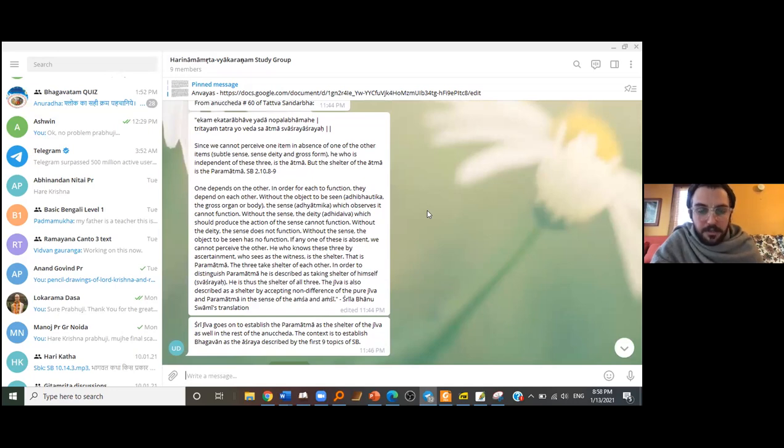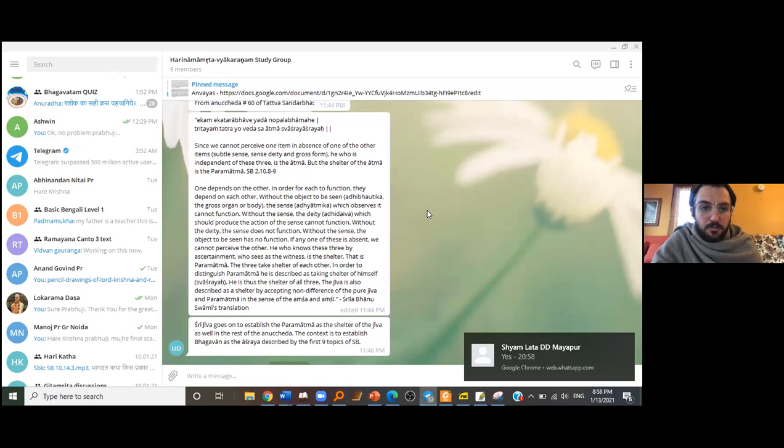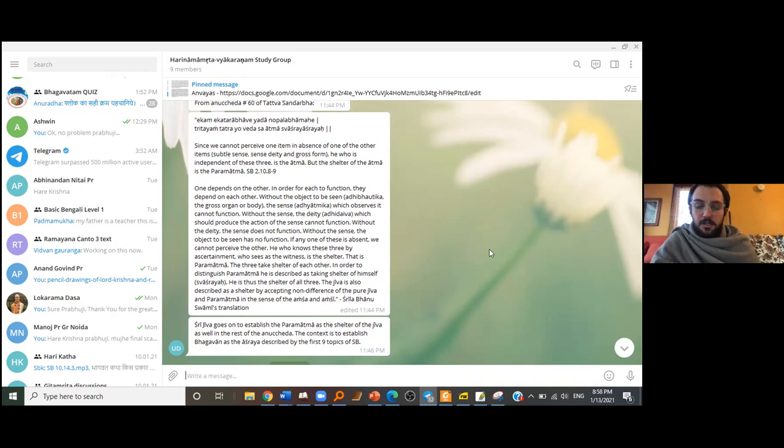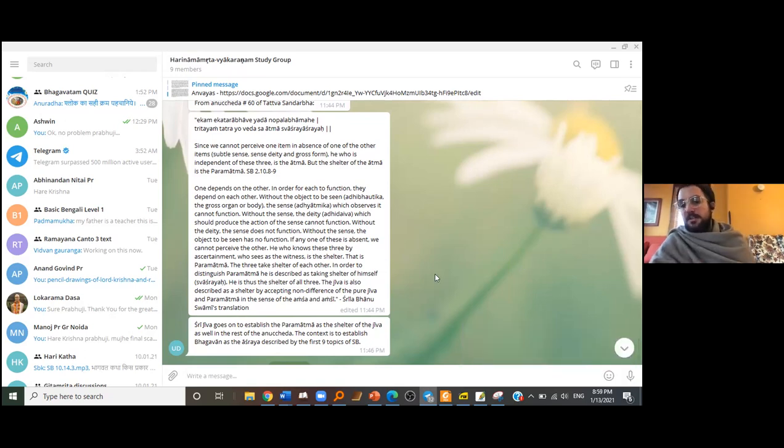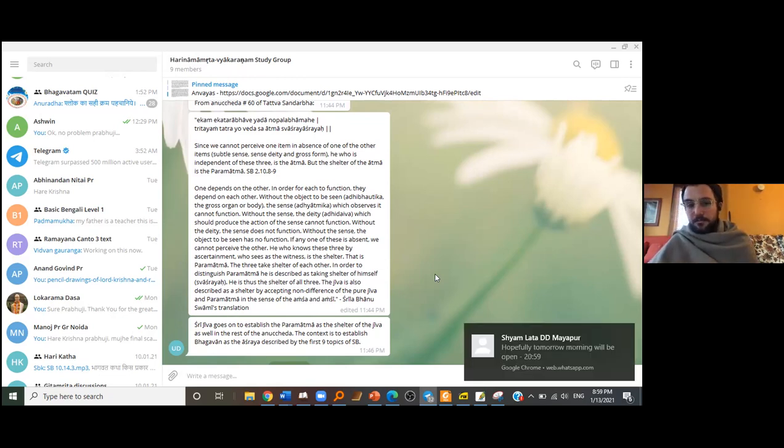And then without the sense, the deity, Adidaiva, which should produce the action of the sense, cannot function. So again, the best way to think about this is in reference to purpose. The Adidaiva, the deities, their whole potential is to give life to the senses so that those senses can function. So if there are no senses, then their potential of empowering the senses can't come to fruition. They're dependent on there being senses to carry out their work of empowering those senses.